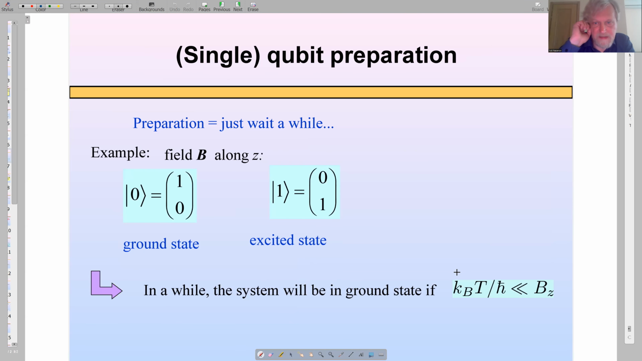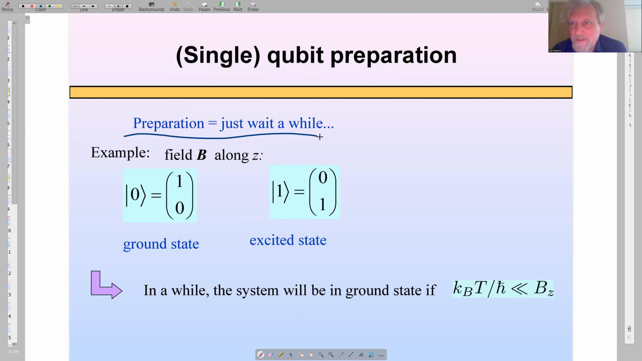Let us discuss what we can do with these qubits, how we can manipulate them. Before any manipulation, we need to make sure that we know the initial state of the qubit. Otherwise, the computation would be senseless because we don't know what we start with. Preparation of the qubit is usually done in a very simple fashion.